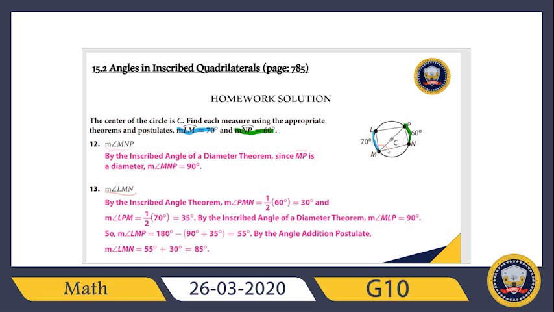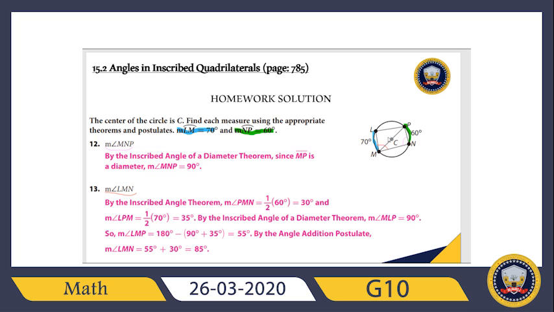All right? Now, what about the angle LMP? Look what I'm going to do. This angle at L is 90 degrees. I can say it directly. Why? Again, from the inscribed angle of the diameter theorem, MP, this segment, is a diameter for my circle, meaning it's passing through my center. So the inscribed angle should be 90. So the angle at L is 90.